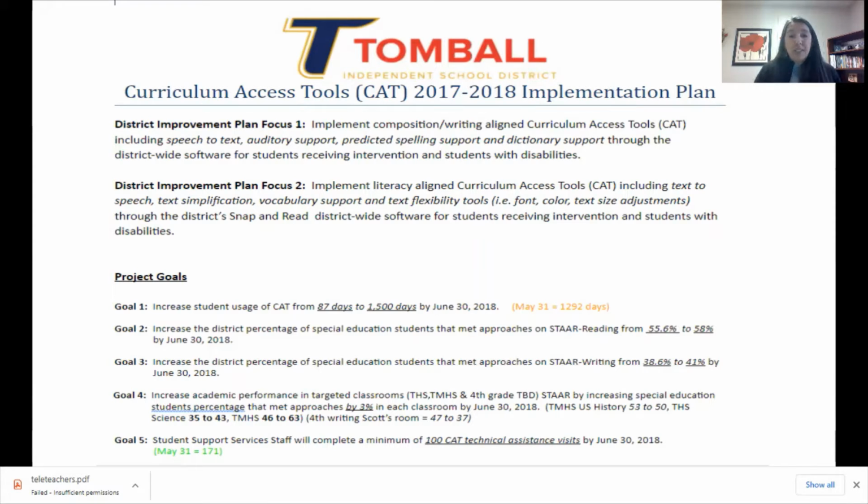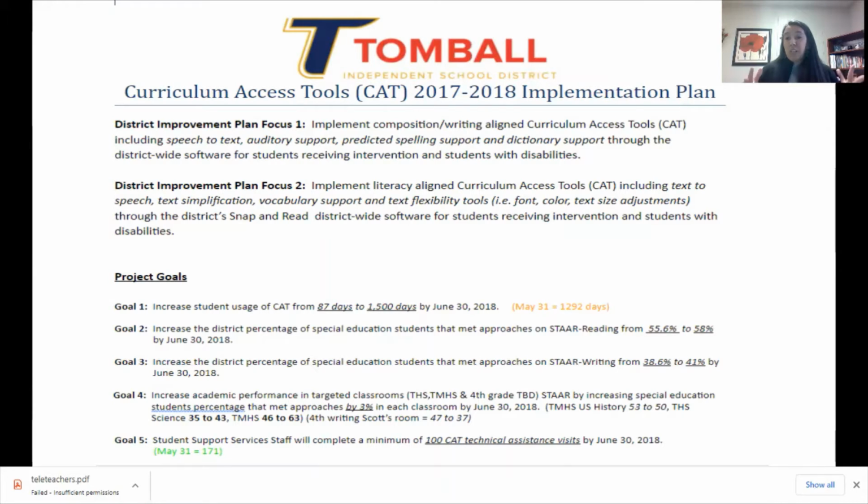We had focuses in there that related specifically to that, with the vocabulary supports, the text flexibility tools, the text-to-speech, as well as the predicted spelling, the dictionary supports, auditory supports. And then we did project goals.